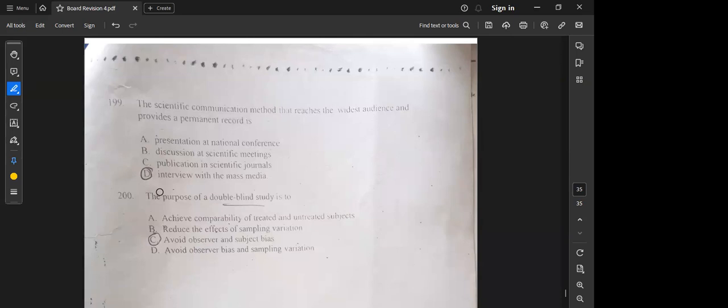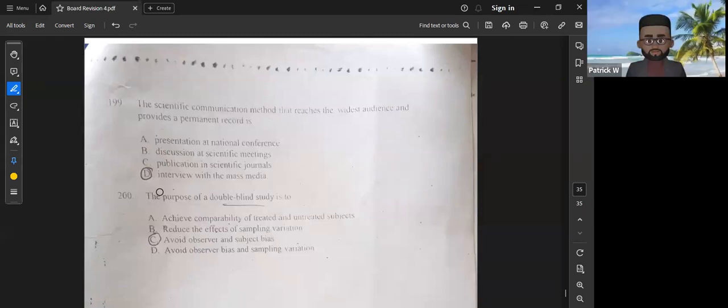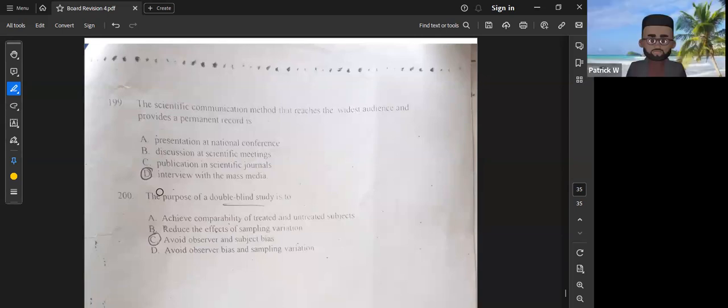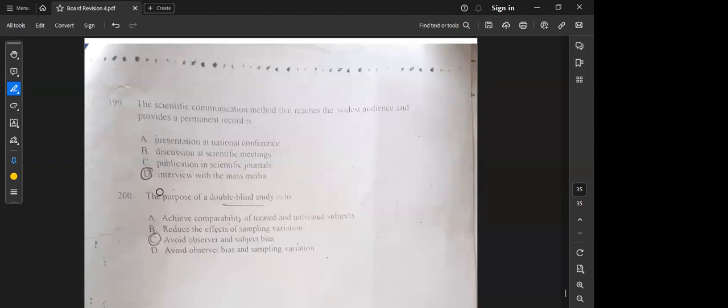Moving on swiftly. The scientific communication method that reaches the widest audience and provides a permanent record is... I'm going with my primary school knowledge here and going with mass media. It provides a permanent record. Mass media will reach everyone, and I think some media are always permanent once it hits the net. An interview with mass media can also be published in a newspaper, so I think it's okay. The mass media in different forms.